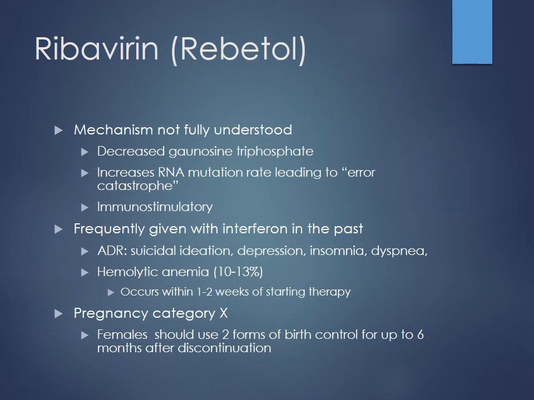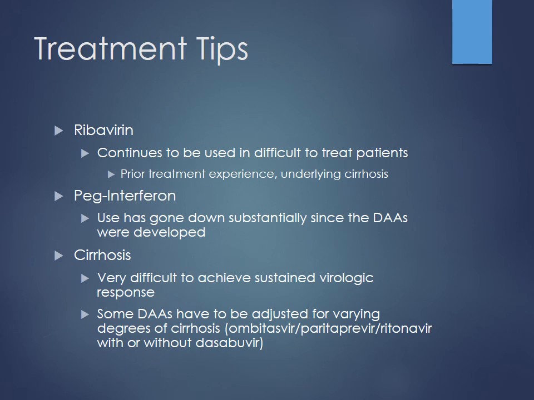Okay. But if you're using some of the newer agents, again, you should give them their 12-24 week course of therapy, and they're cured, and then you don't have to worry about pregnancy at that point. So it can be much better preferred by your patients. Okay, so how do we treat this? Basically, ribavirin will be used for difficult to treat patients.